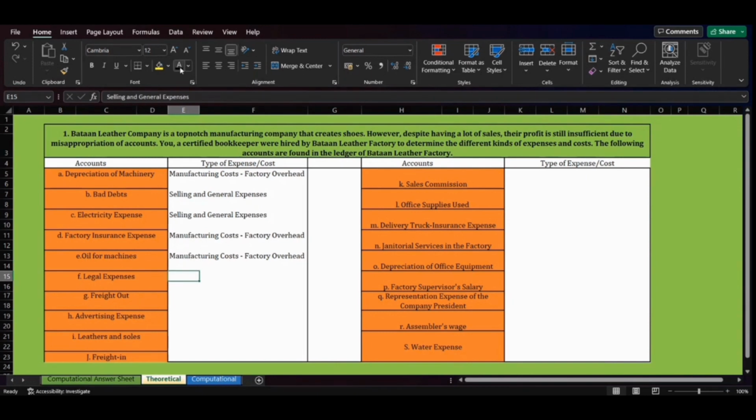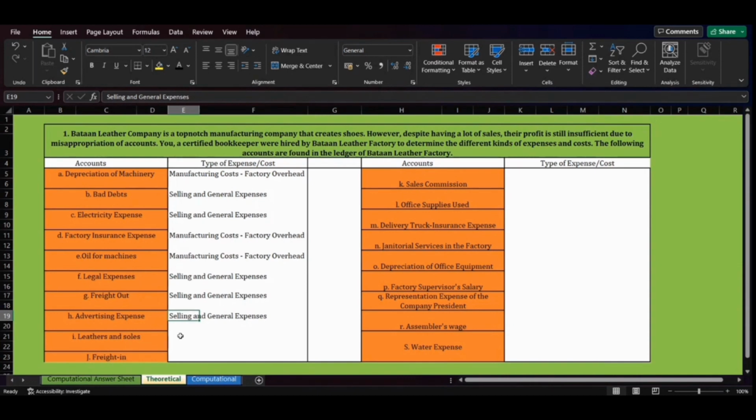Next is legal expenses. For our legal expenses, we consider this a selling and general expense, particularly the general expense. Next is freight out. Freight out is also called delivery expense. Delivery expense is considered a selling expense, so we consider this expense or cost as selling and general expenses. Next is advertising expense. We all know that advertising is part of the selling process of the company. So here we consider this type of expense as a selling and general expense.